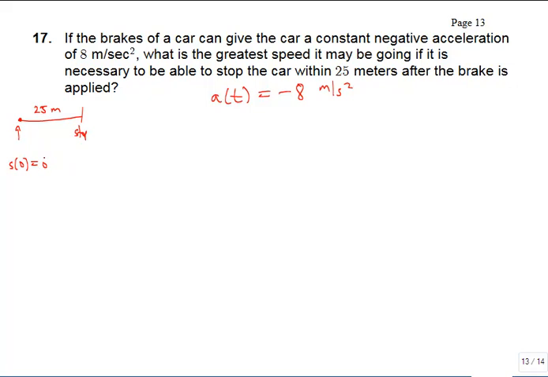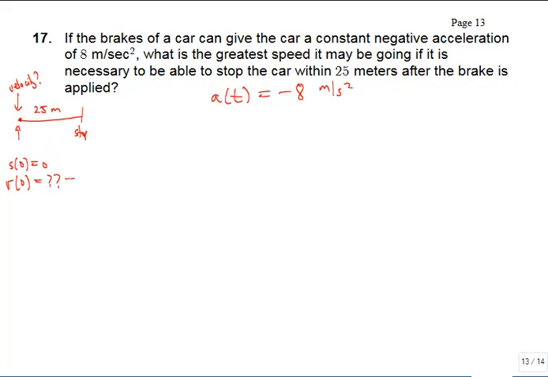The other initial condition that we sort of know is that we are looking for actually the speed or the velocity that we're going right at that point in time. How fast, what is the greatest speed that we can be going right then so that we stop when we travel 25 meters. So the velocity at time 0, that's actually what we're trying to find. We want to know how fast the car is going right when we start.